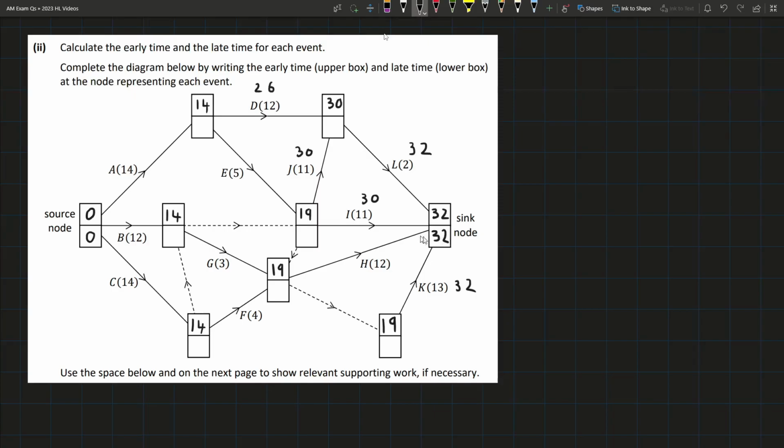because that's the latest it can be completed at. Now we're just going to work our way backwards, so we have 32 minus the 13 is going to be 19 again. And since there are no other arrows going into this, that's the only answer, so it has to be 19.